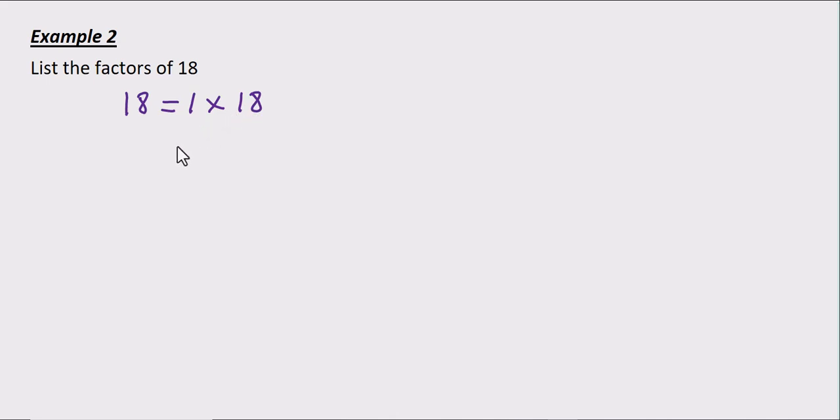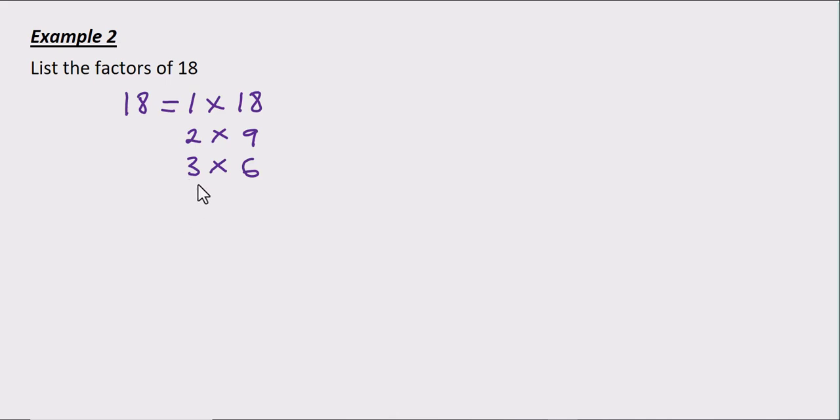Can 2 divide 18? Yes. So we have 2 multiplied by what gives us 18? 2 multiplied by 9. So it simply means 18 divided by 2 gives us 9, right? Okay. So what else can go through 18? 3. 3 multiplied by what gives us 18? 3 multiplied by 6 gives us 18. It simply means that 18 divided by 3 gives us 6.